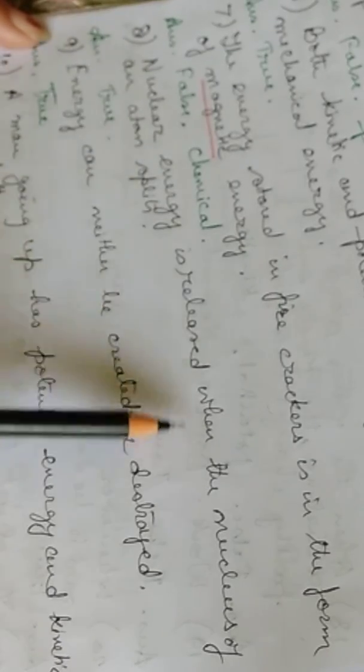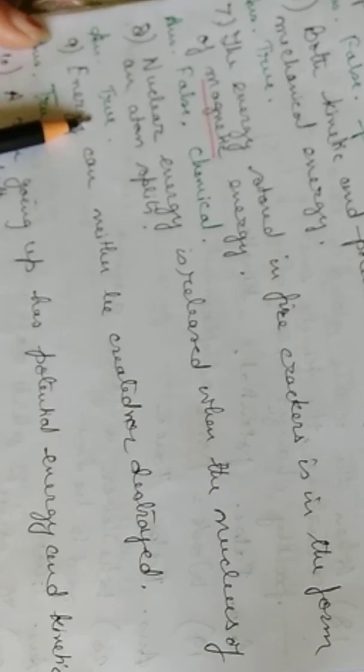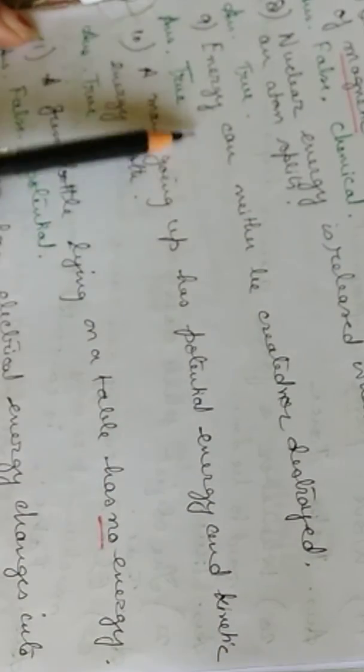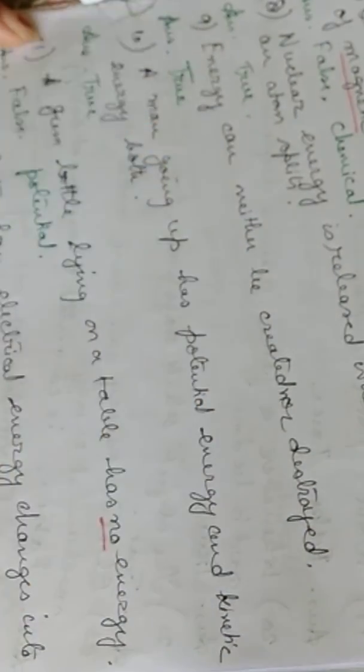Nuclear energy is released when the nucleus of an atom splits. That's true. The energy can neither be created nor destroyed. That is true. A man going up has potential energy and kinetic energy both. That is true. A gum bottle lying on the table has no energy. That's false, it has potential energy. In an electric fan, electrical energy changes into mechanical energy. That's true. Potential energy changes into kinetic energy when it is put to use. That is true.